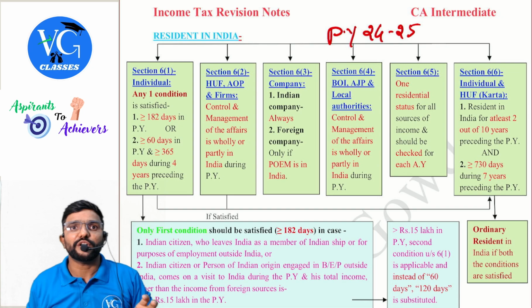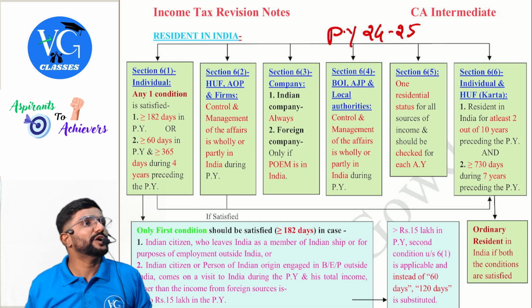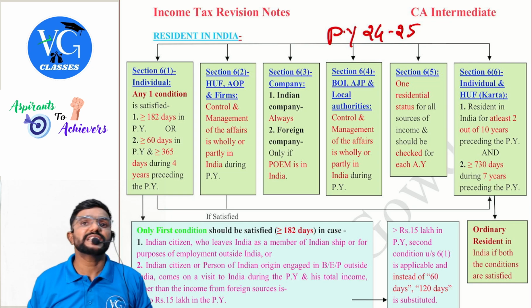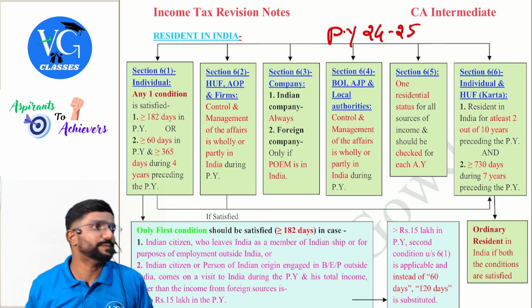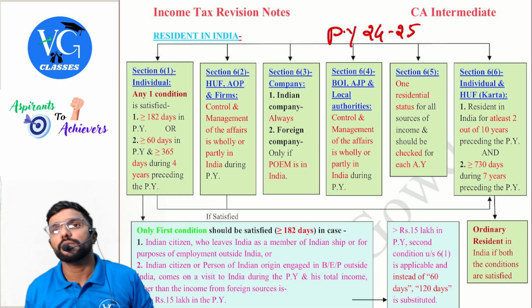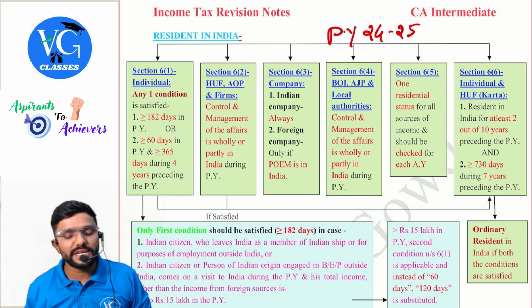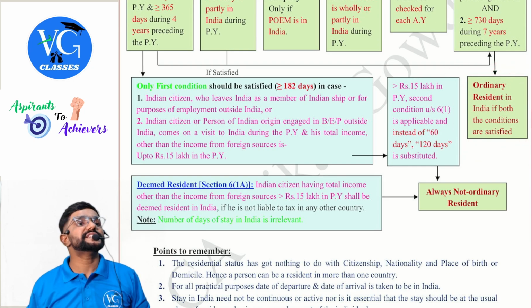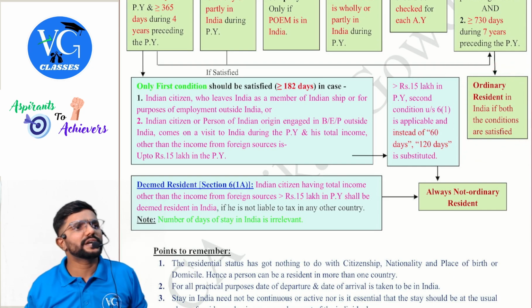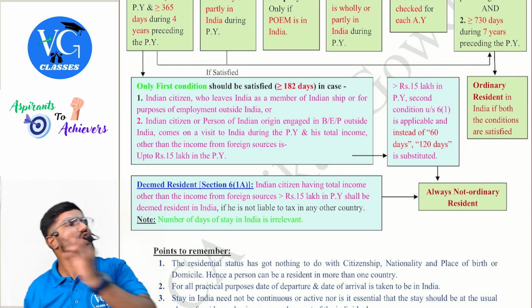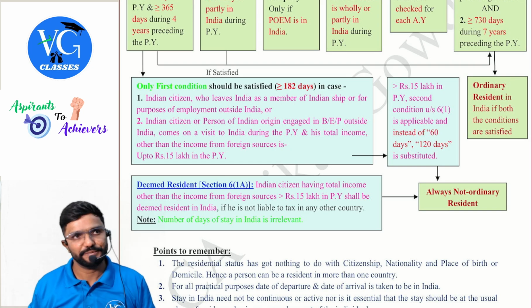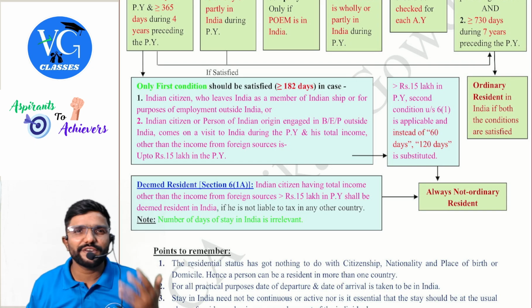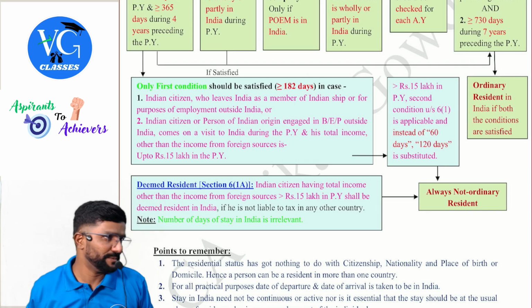So leave the previous year. Last 7 years, totally how many days was he in India? He should be there at least for 730 days or more. 730 days or more, guys. If both these conditions are satisfied, then what will he become? Ordinary resident in India. If not, resident but not ordinarily resident. Sir, what is the benefit of all this? We will understand in section 5.